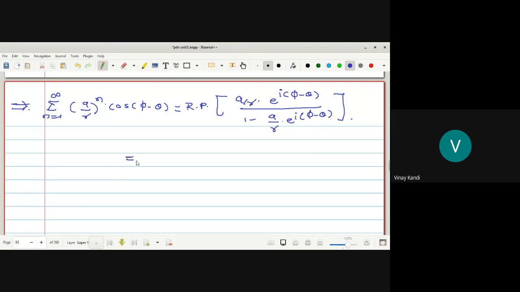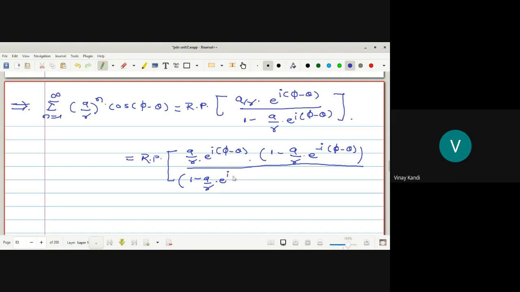Which is equal to सॉल्व करा. हे कसं सॉल्व करणार, ह्याचा रिअल पार्ट काढण्यासाठी मला काय करावं लागेल? या 1 minus a upon r into e raised to i phi minus theta च्या conjugate ने न्यूमरेटर आणि डिनॉमिनेटर मल्टीप्लाय करणं. सो real part of a upon r e raised to i phi minus theta, into 1 minus a upon r into e raised to minus i phi minus theta, divided by 1 minus a upon r e raised to i phi minus theta into 1 minus a upon r into e raised to minus i phi minus theta.